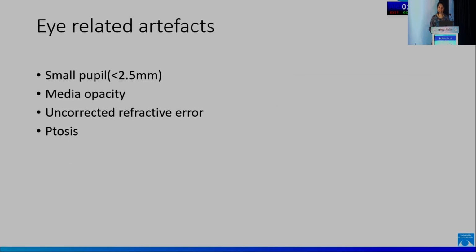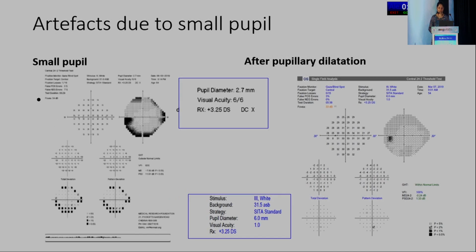So other eye-related artifacts are due to small pupil, media opacity, uncorrected refractive error, and ptosis. So this is a visual field test of a primary angle closure disease patient on pilocarpine. The first field is done with a pupil miotic. So as we can see, there are defects in the peripheries, but after dilatation, the visual field test is normal.